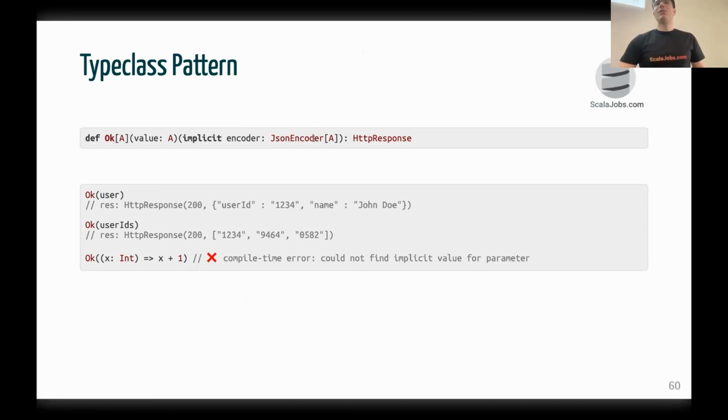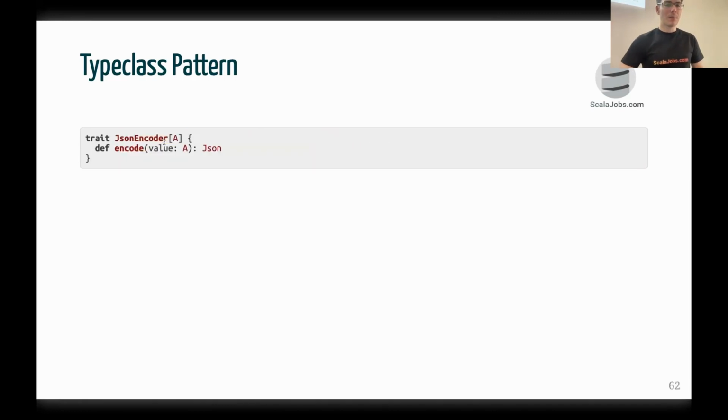This is a bit of a mouthful when you see this definition. That's why there is an alternative syntax in Scala where you can say A colon JSON encoder. And it's the same as this. It's just a way to say, I want my A to have an instance of the type class JSON encoder. Once you're familiar with this pattern, it makes sense. But at the beginning, you can use this. It's completely fine as well. It's a matter of style.